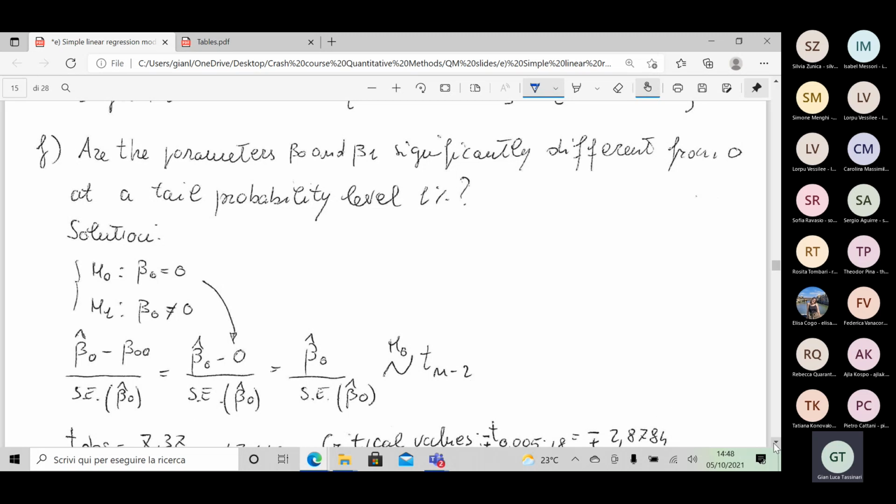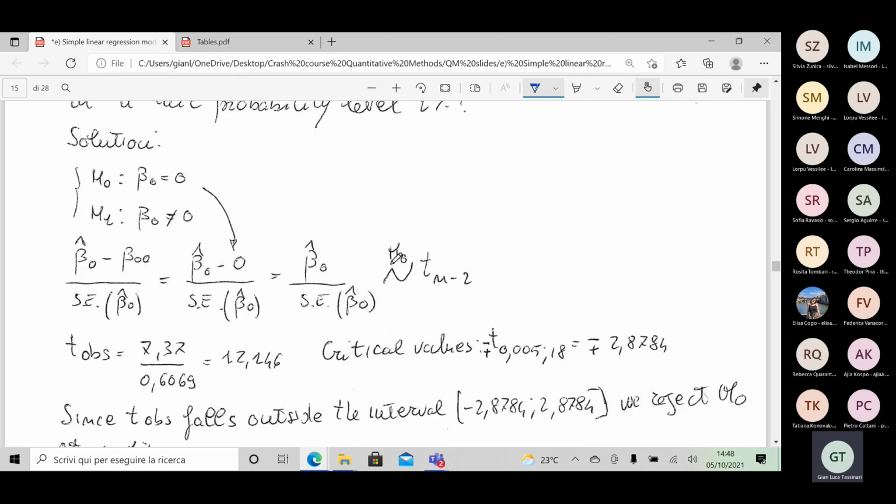I computed first the observed value of the test statistic. You see that it's immediate. Beta 0 hat has been estimated, it was 7.37. The standard error of beta 0 has been computed in the previous step when we built the confidence interval. So I substitute, and the observed value of the test statistic is 12, etc. What can we say? We need to establish if beta 0 can be considered equal to 0 or not.